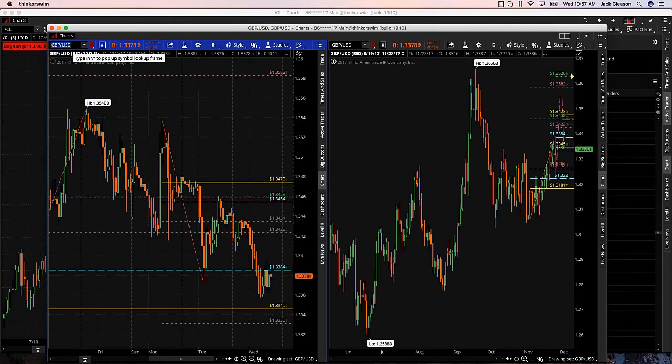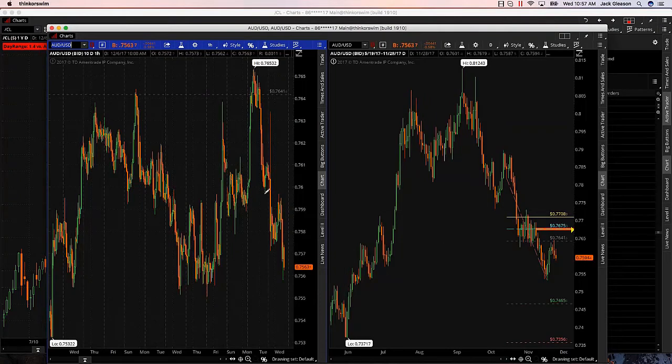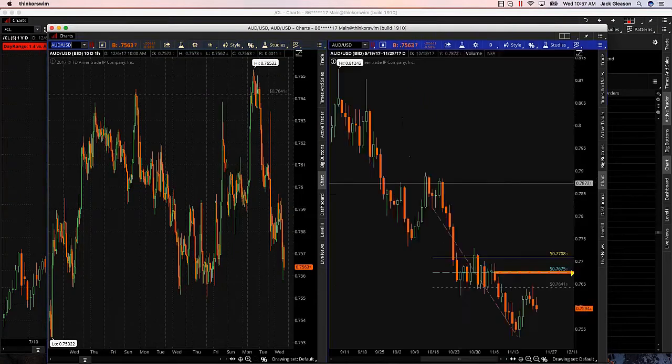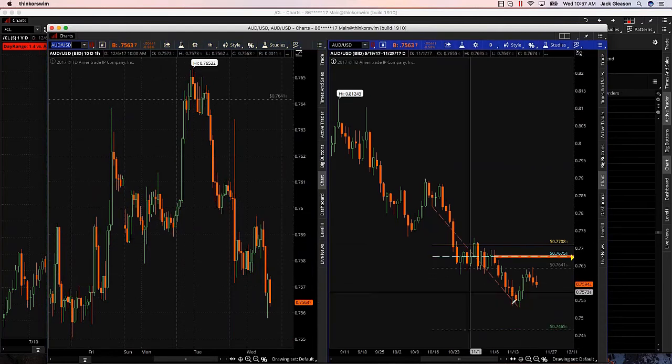And then AUD USD. Have resistance levels at 76.75 that I was waiting to trade, but we are definitely in a downtrend in this market as well on pretty much every single time frame. 76.75 is a daily level of resistance I'm waiting for there.